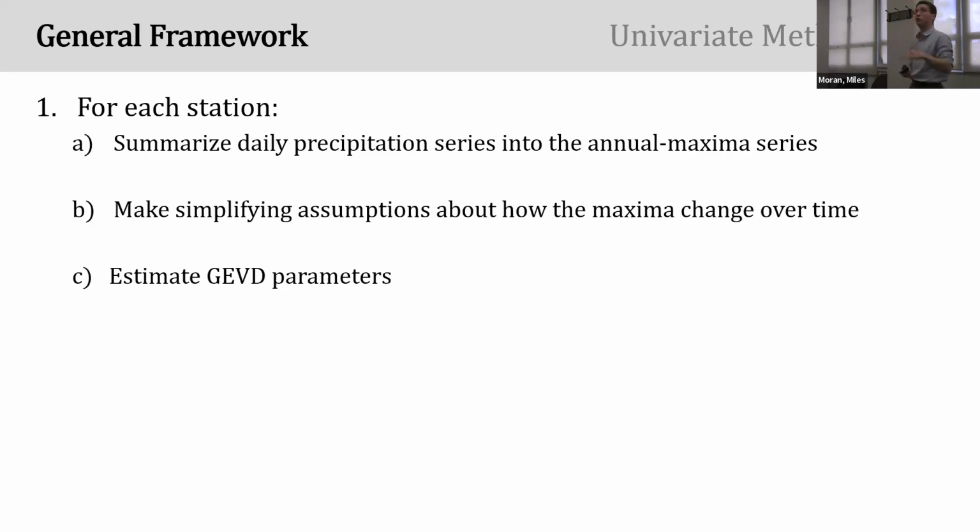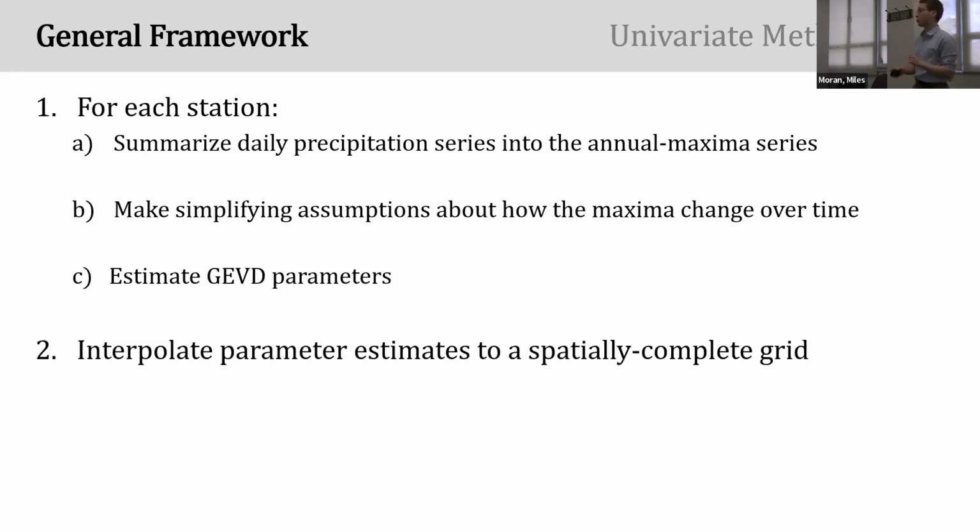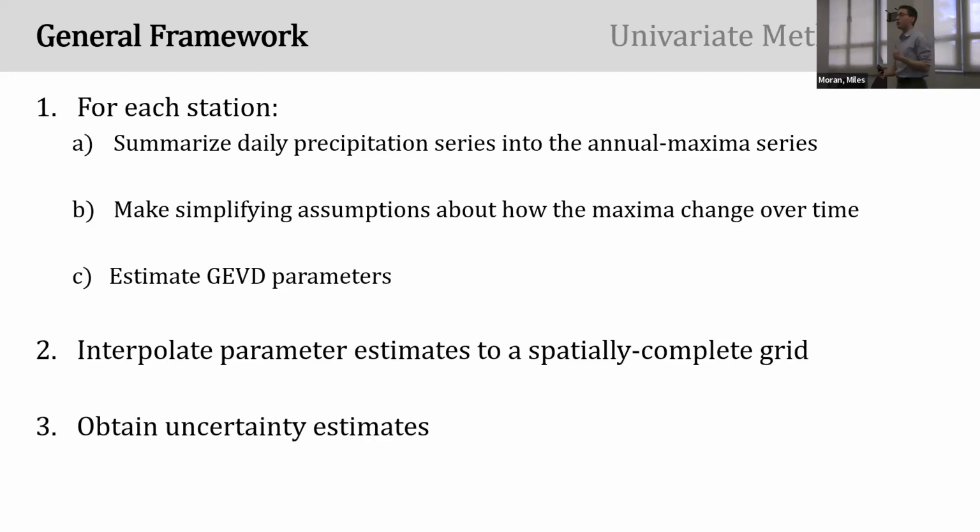Once we have made those assumptions, we can estimate a couple of them and then generalize those to a spatially complete grid through some kind of interpolation method. And then, although this is incredibly vague, once we have done that interpolation, we can get some estimate for our uncertainty in that interpolation.